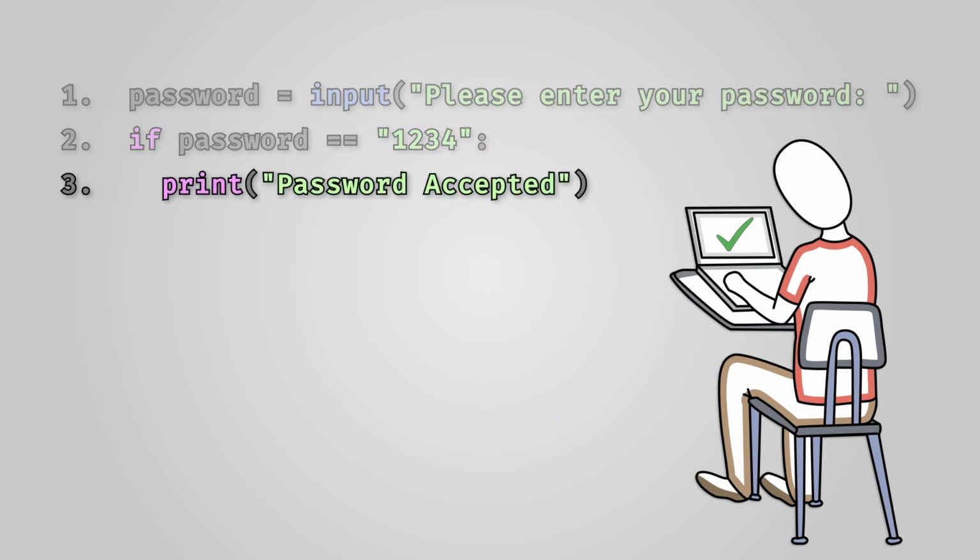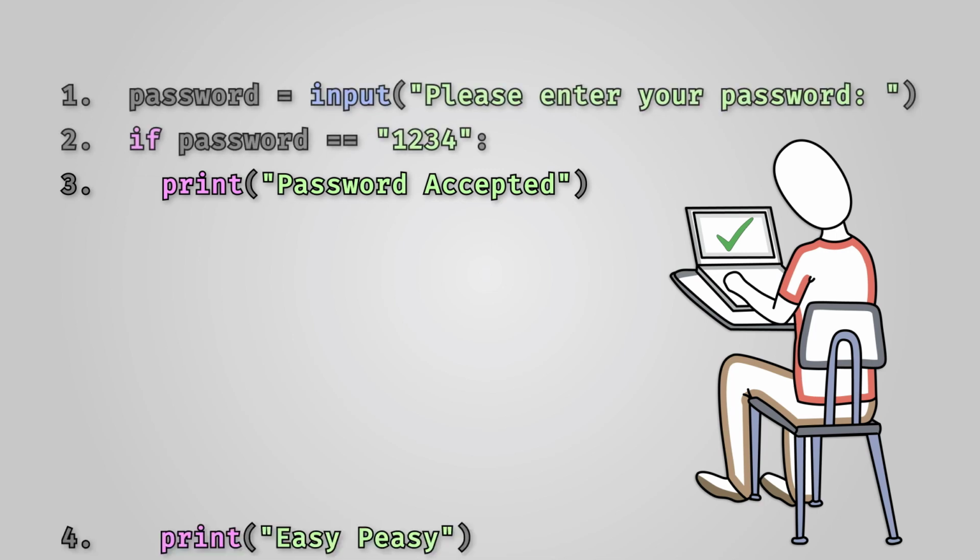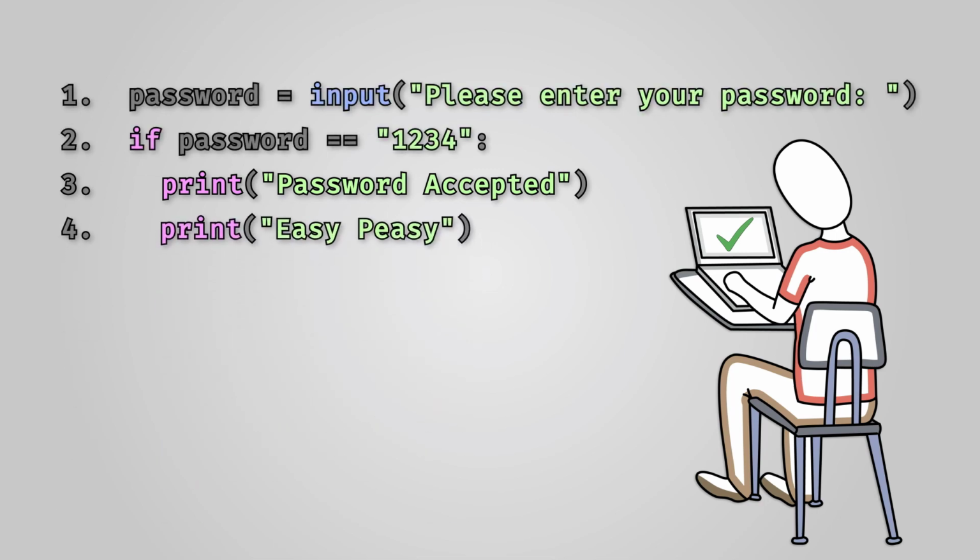Finally, on line 3 we have the code that will run when the if statement condition is true. In our case, this will simply output a message informing the password they entered was correct. You can have as many lines of code in your if statement as you like. Everything that is indented after the if statement is a code block that will only execute when the if statement condition is true. For example, both statements in this code will only execute when the if statement's condition is true.